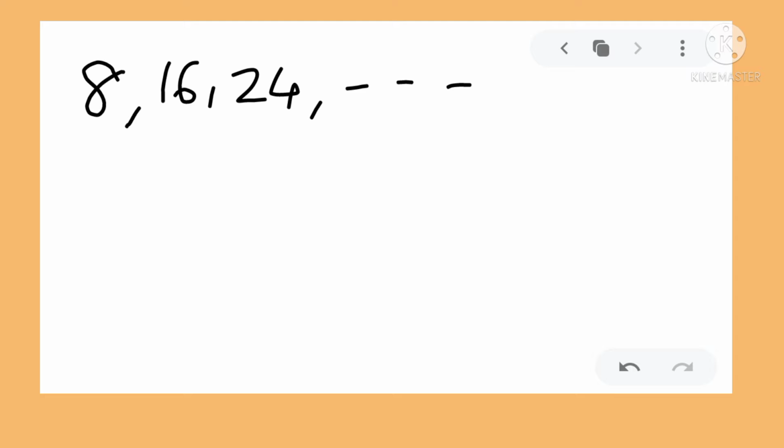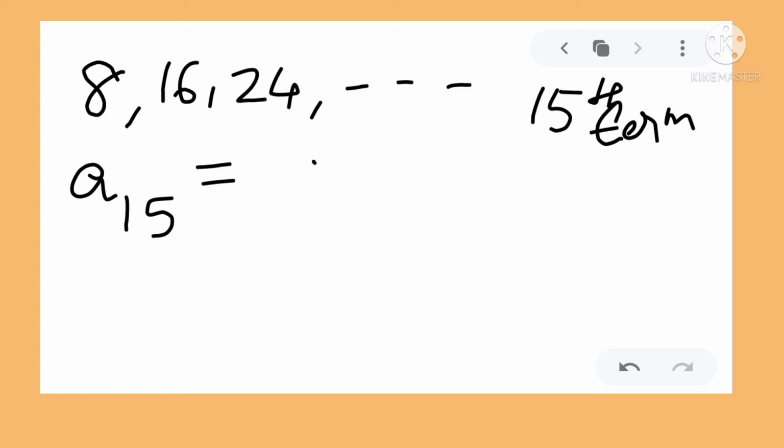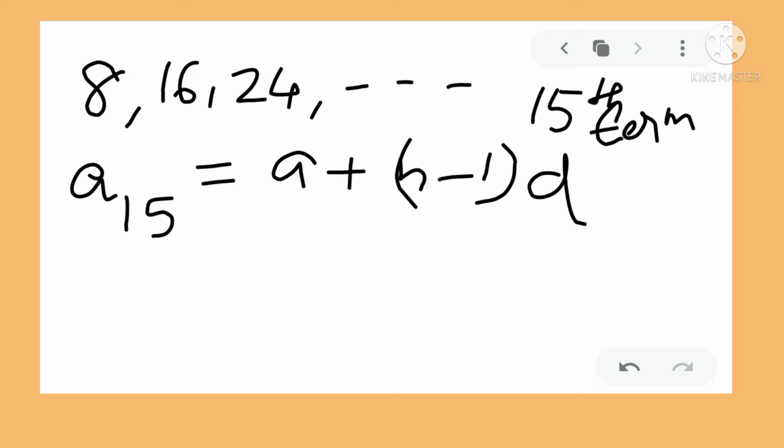That is 8, 16, 24, etc., up to the 15th term. Here we want to find A15. A15 is a plus (n minus 1) into d. Here what is a? a is 8, and it can be 8 plus, and n is 15.